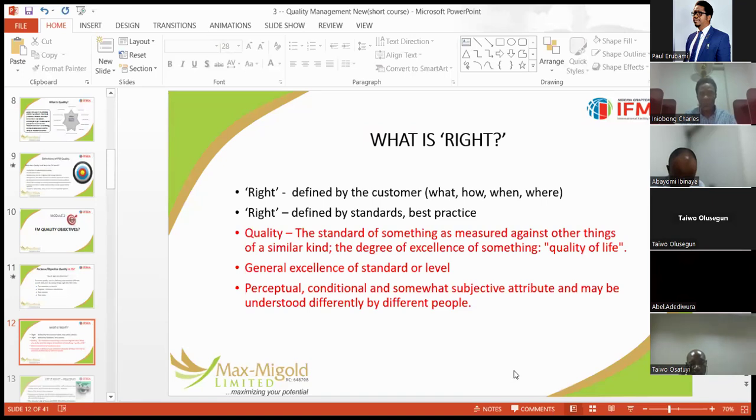Quality: the standard of something as measured against other things of a similar kind, or the degree of excellence of something, or quality of life. These are just definitions of quality. But the general term is that quality looks at requirements, meeting customers' requirements, satisfying the customer, fit for use, and getting things right the first time.